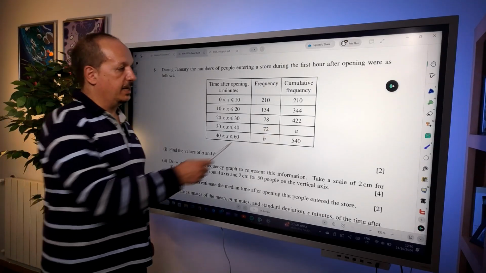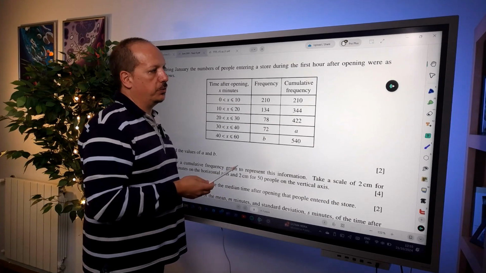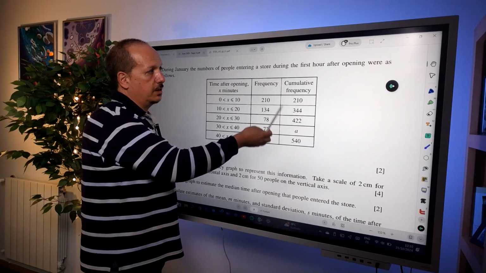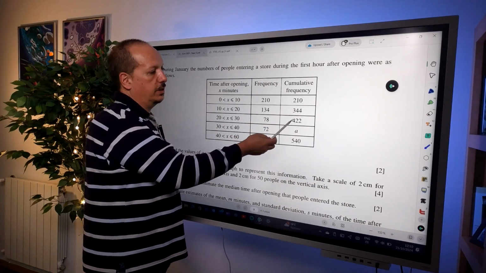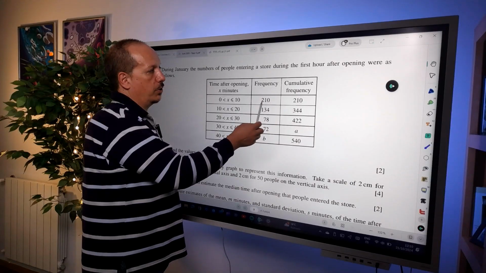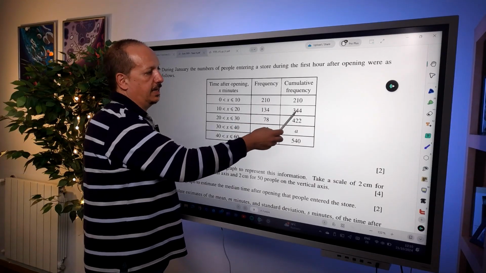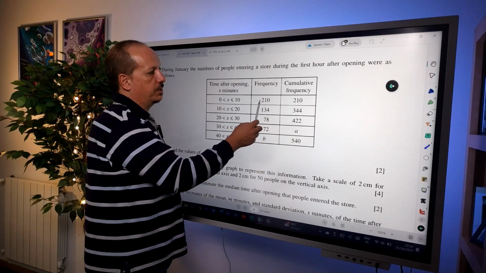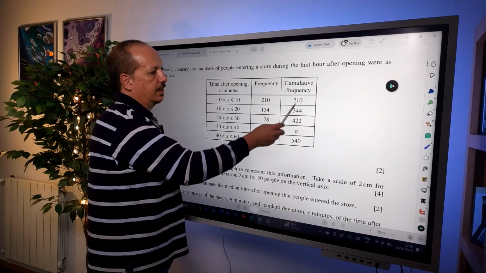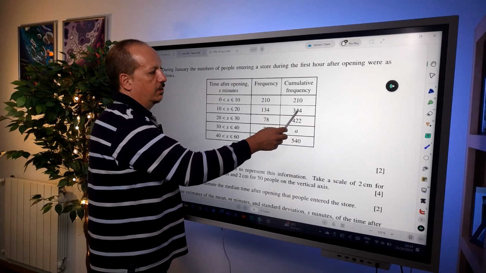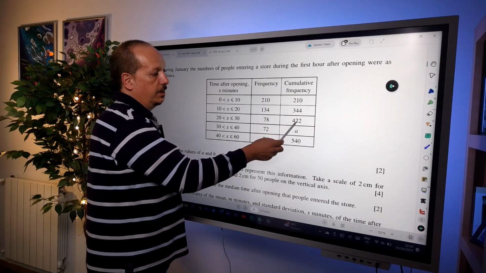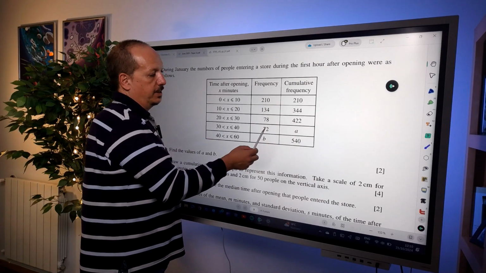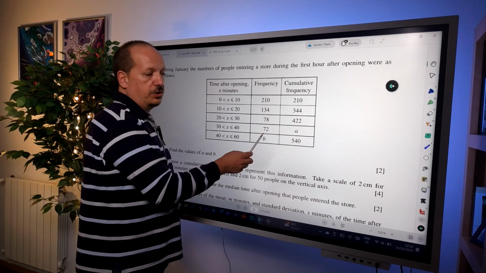So how do you get this A? A is on a cumulative frequency column. So how do you get this? Cumulative frequency is always calculated by adding to whatever you already had on a previous line, the frequency on the next one. So you start obviously with the same frequency on the first line. So on the second line is going to be this plus that. On the third line is going to be this plus that, and so forth. So what's going to be here on this line is going to be this plus that, 422 plus 72.